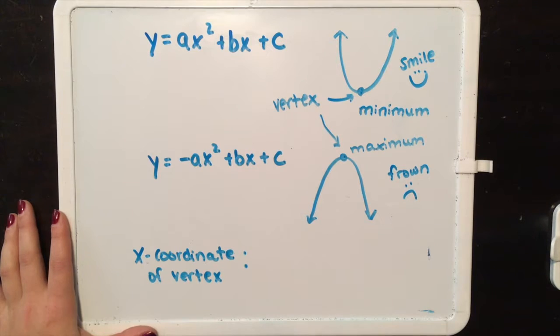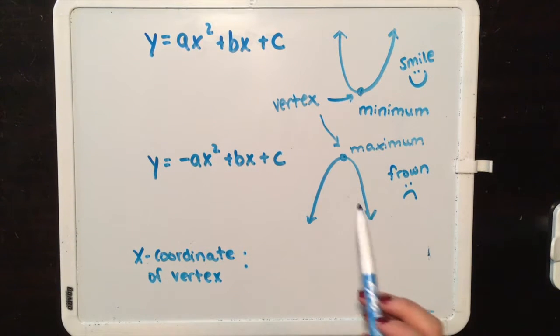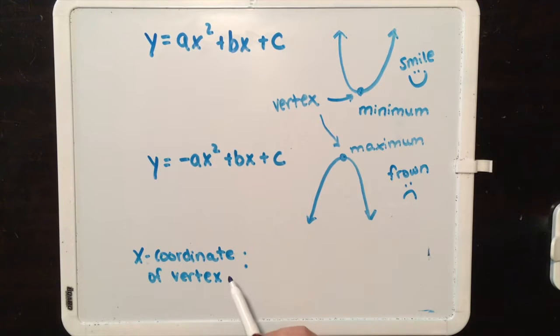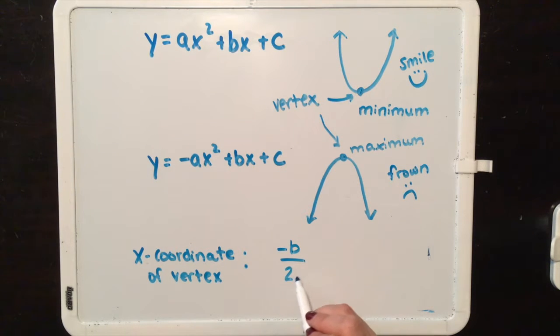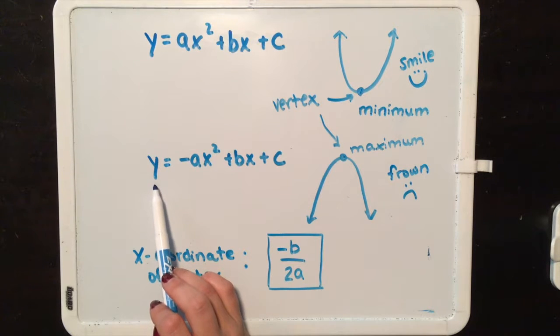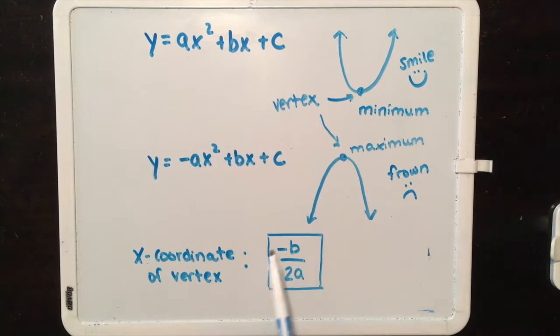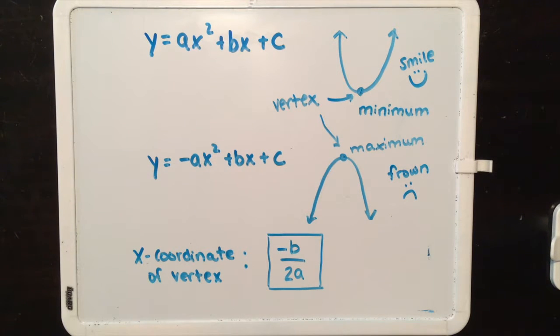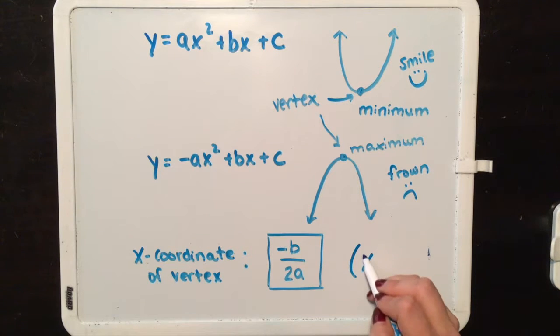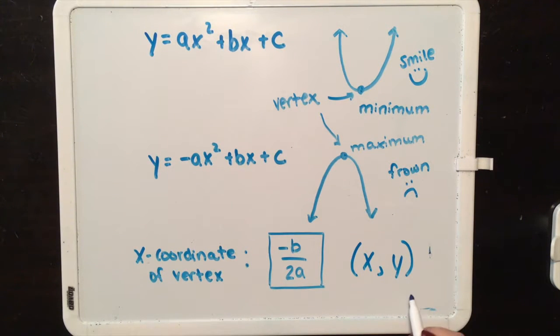Now, if we want to calculate what the vertex point is, what this coordinate actually is, we can use a simple formula to find the x-coordinate of the vertex, and that formula is negative b over 2a. This will give us the x-coordinate of our vertex, and in order to find the y-coordinate of the vertex, you just have to plug this value in for x, and you'll be given the y value. So your vertex is going to be a coordinate x comma y on the function.